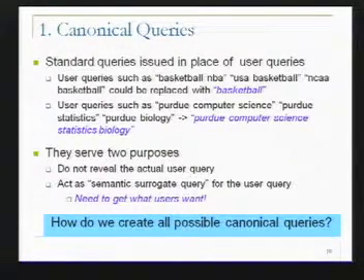Now the question is, how do you create all possible canonical queries from a document collection? Because what we're saying here is that we pre-compute all these possible queries, and how do you do it?